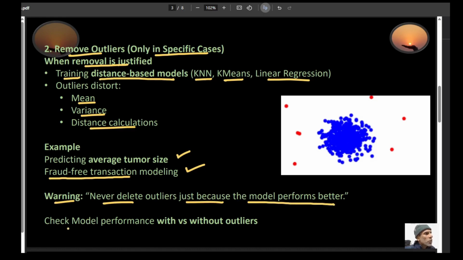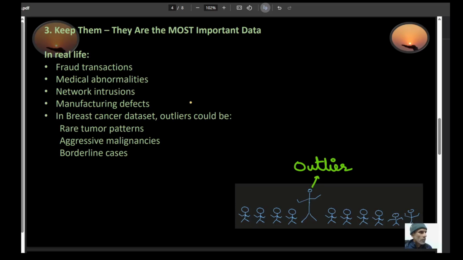So you should check your model performance with versus without outliers. You should keep the outliers, because sometimes they are the most important part of your data. For example, in real life, an outlier could indicate a fraud transaction. In the medical domain, this could represent a medical abnormality.